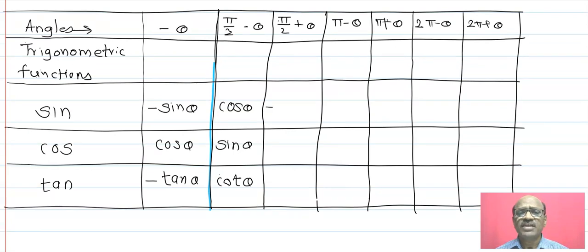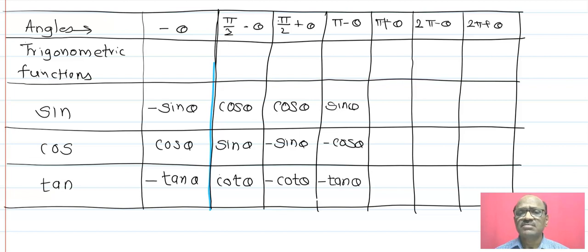Whenever the angle is pi by 2 minus theta, the function changes, sin becomes cos. Sin of pi by 2 minus theta is cos theta, cos of pi by 2 minus theta is sin theta. Now the next is sin of pi minus theta. Whenever there is a pi angle, the function remains as it is. Sin of pi minus theta is sin theta. Cos of pi minus theta is minus cos theta. Tan of pi minus theta is minus tan theta.